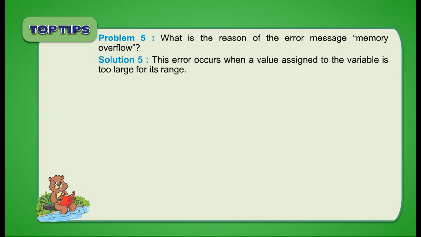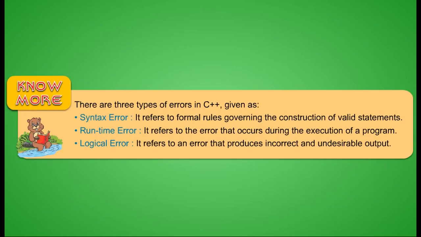Problem 5. What is the reason for the error message memory overflow? Solution 5. This error occurs when a value assigned to the variable is too large for its range. Know more. There are 3 types of errors in C++. Syntax error refers to formal rules governing the construction of valid statements. Runtime error refers to an error that occurs during the execution of a program. Logical error refers to an error that produces incorrect and undesirable output.